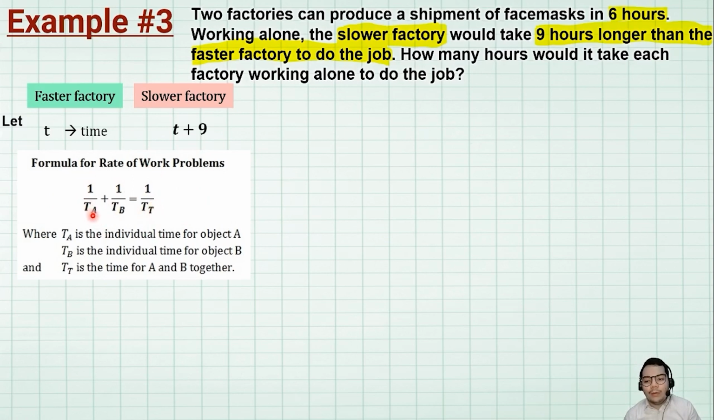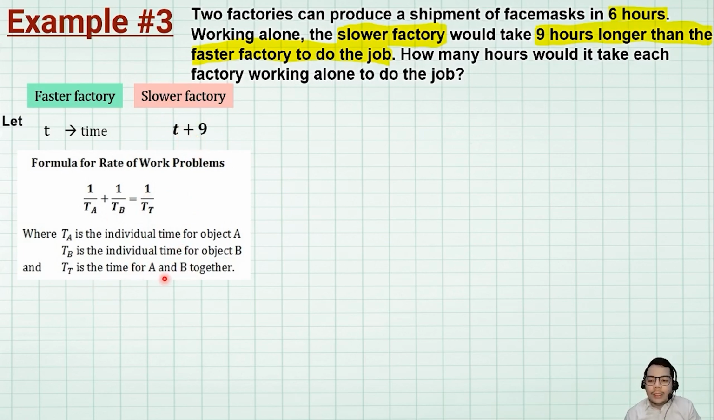So, we have 1 over t sub a plus 1 over t sub b plus 1 over t sub t. So, para mas maintindihan, ito yung ibig sabihin. Yung t sub a daw is yung time nila for object A. So, object A natin dito siguro yung faster factory. Then, yung time naman daw ng object B can be represented as this t sub b. Or siguro pwede nating ilagay dyan yung slower factory, yung time. So, ito yung time nila eh.